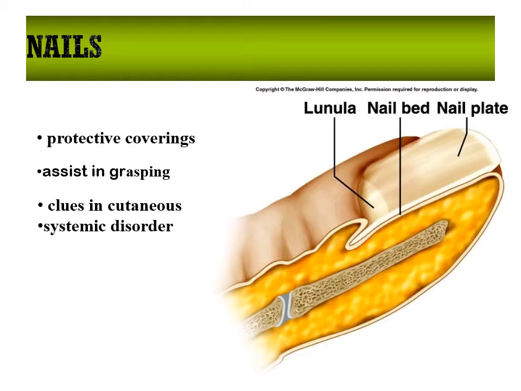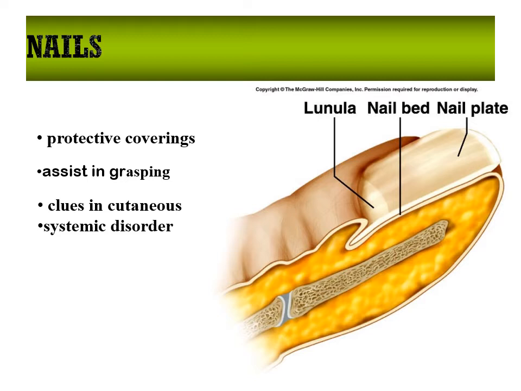Next, we go to nails. Nails protect the terminal phalanx and fingertip from traumatic impact. They allow us to perform tasks that require manual dexterity. They relieve us when we are itchy. And for many individuals, they represent an extension of their aesthetic beauty through manicures, pedicures, and nail art.